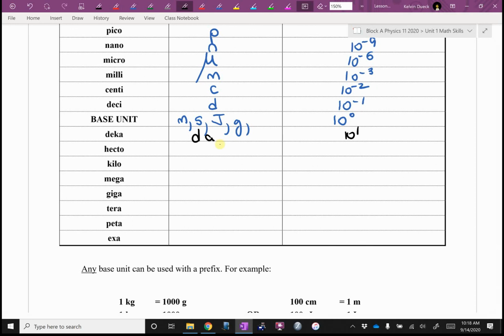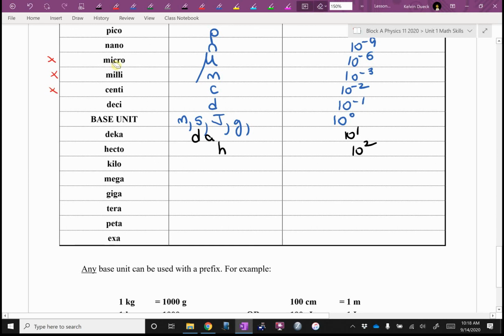Hecto, lowercase h, and 10 squared. By the way, the ones you're going to run into the most, you could put a star next to micro in the notes, and a star next to milli in the notes. And centi. Those are ones you can memorize if you want to.